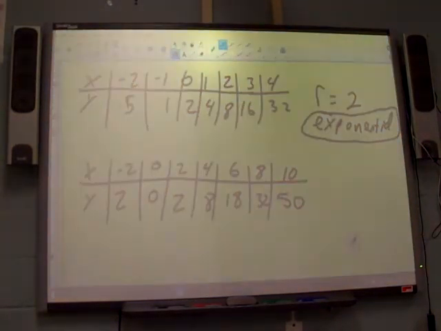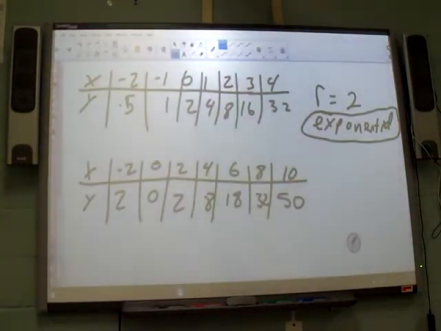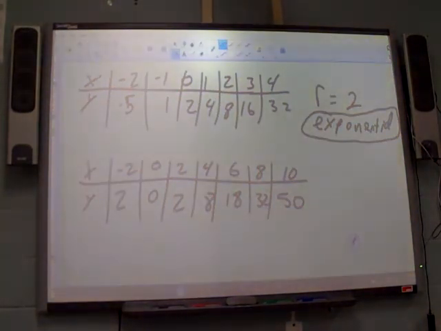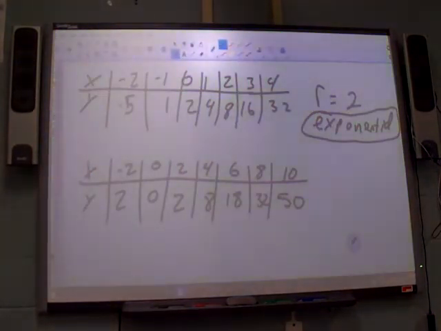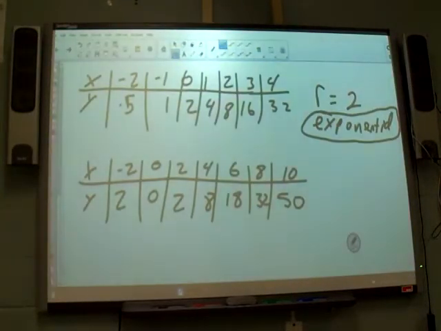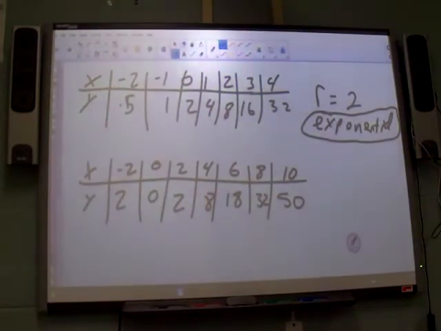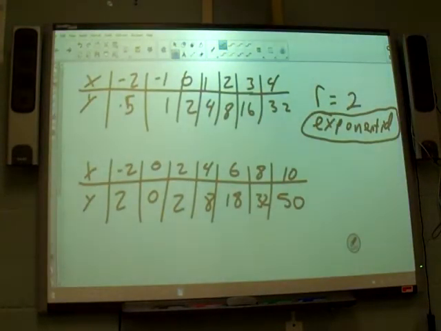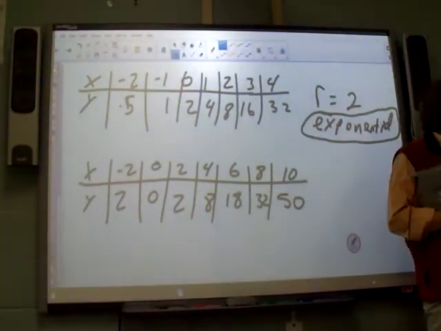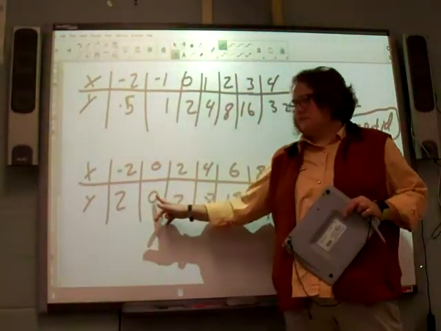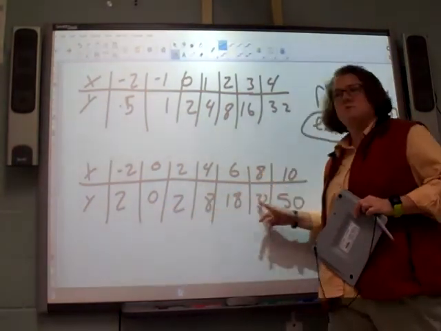Look at the second one that we got there. My x's are going up by 2 every time: -2, 0, 2, 4, 6, 8, 10, so that's consistent. So let's check out the y's. From 2 to 0 goes down 2, and then 0 to 2 goes back up 2. 2 to 8 goes up 6, so they're not being added by the same thing every time, so it's not linear. Are they being multiplied by the same thing every time? No, that 0 in there won't let it be, will it? Because anytime you get a 0, 2 times 0 is 0, then everything else would have to be 0.